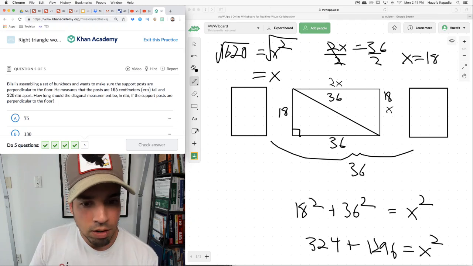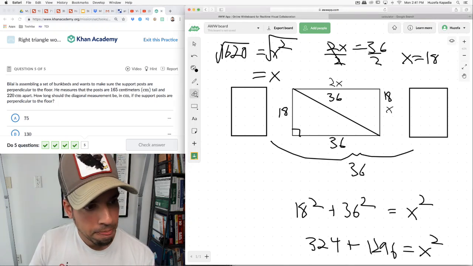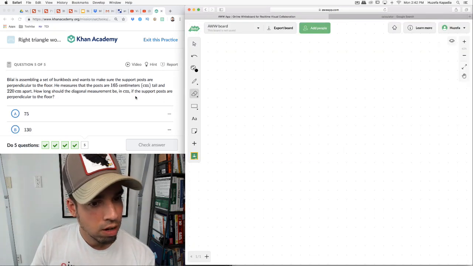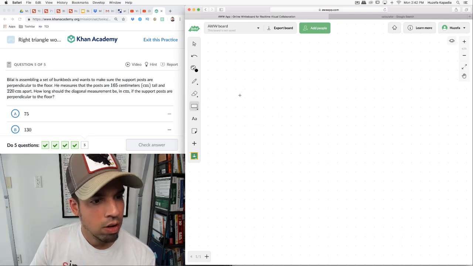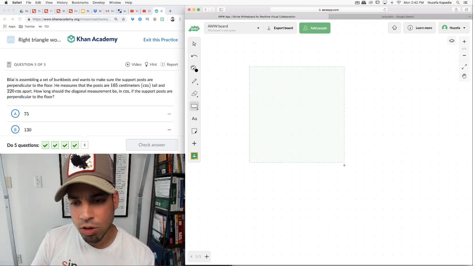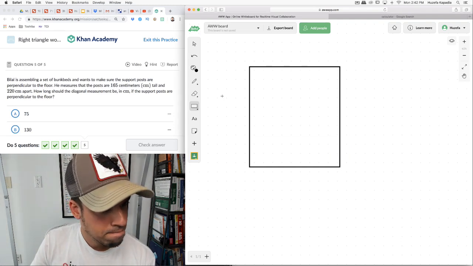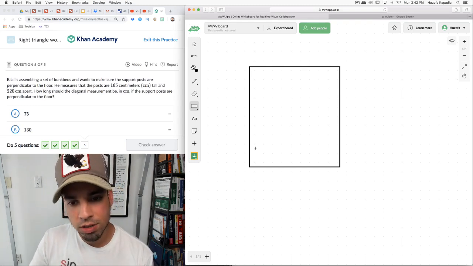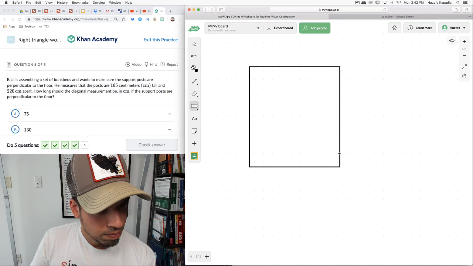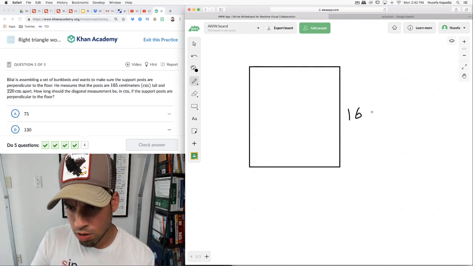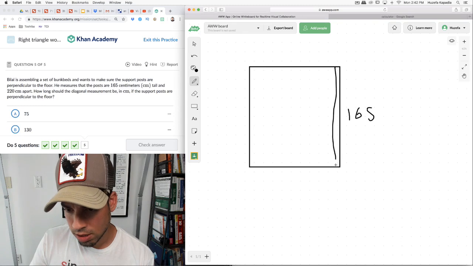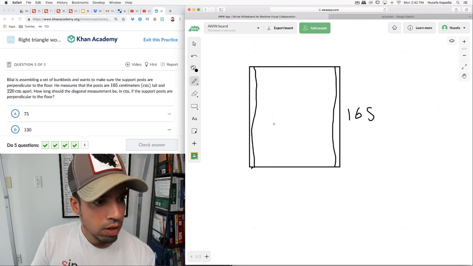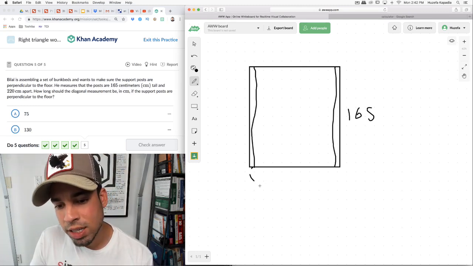Question number 5. Bilal is assembling a set of bunk beds. Let me clear the screen. Make sure the support posts are perpendicular to the floor. So I think we're just going to start off with like a rectangle of some sort. Wants to make sure the support posts are perpendicular to the floor. Sure. So we could call these the supports. Measures that the posts are 165 centimeters tall. So let's say this. Look, we can even draw something in like this to make it look more like a post. And 220 centimeters apart. Guess what? That's this value.